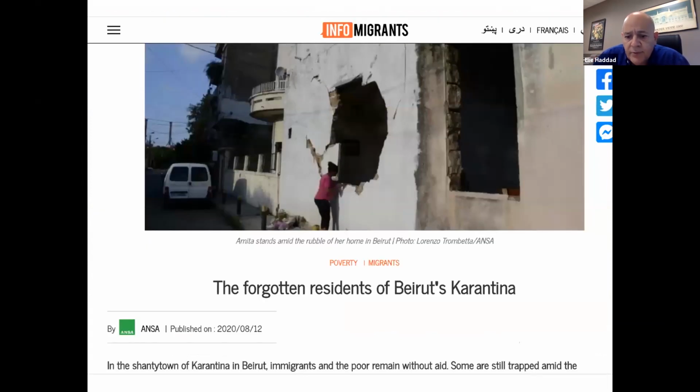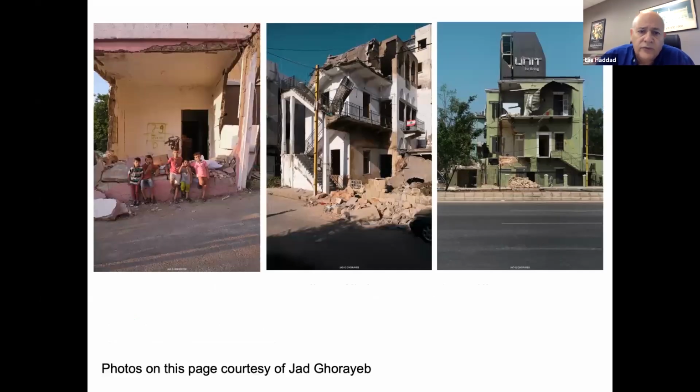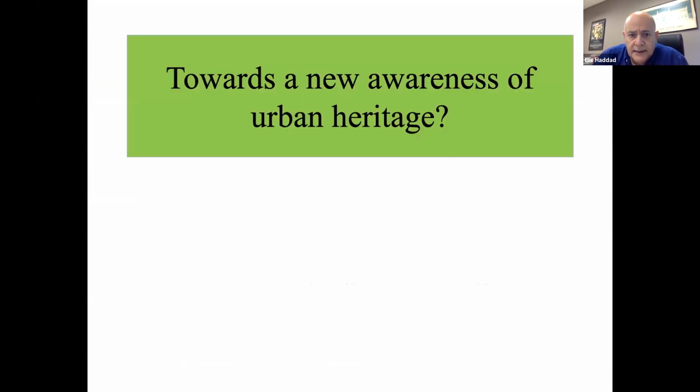Still, of course, some people have shed some light on the situation here, and this is an article on the forgotten residents of Karantina. Of course, some images showing the devastation also in this zone and, in some cases, the complete devastation of the homes of these poor families.